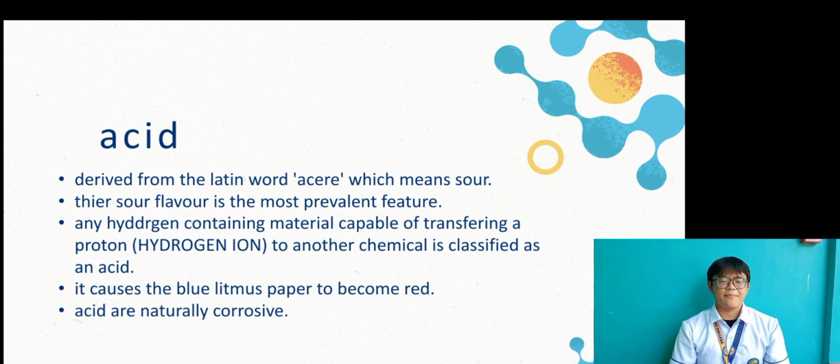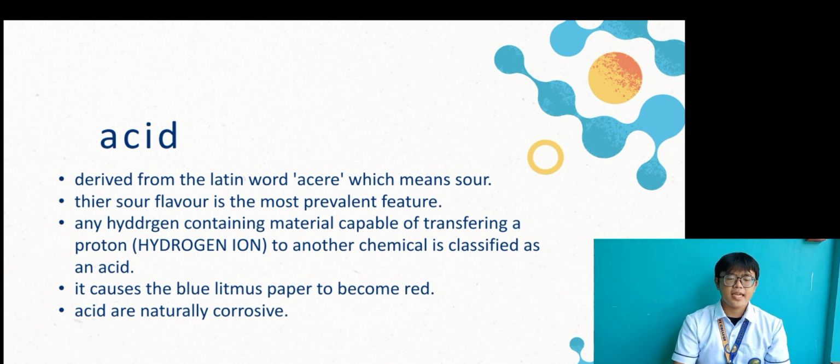What is acid? Acid is derived from the Latin word acere, which means sour. Their sour flavor is the most prevalent feature of an acid. Any hydrogen-containing material capable of transferring a proton or a hydrogen ion to another chemical is classified as an acid. Acid can cause the blue litmus paper to become red. And lastly, acids are naturally corrosive.